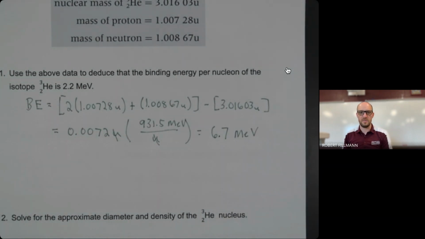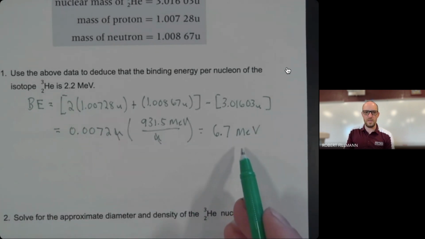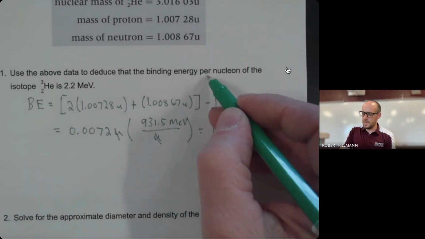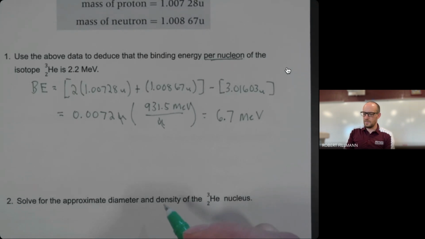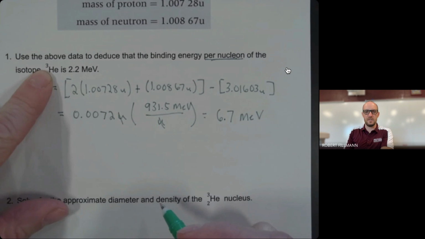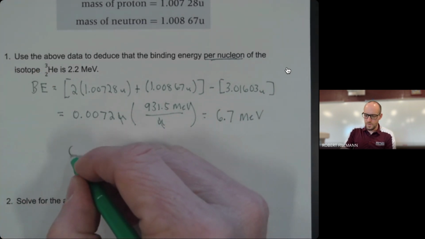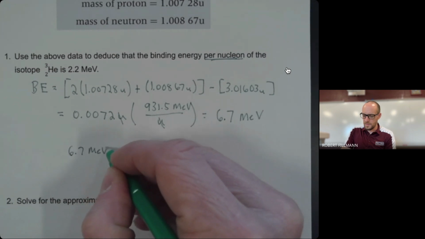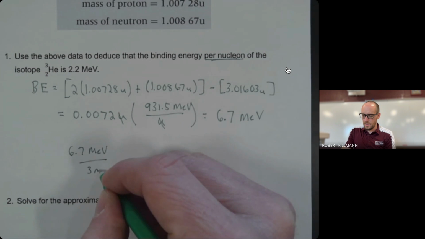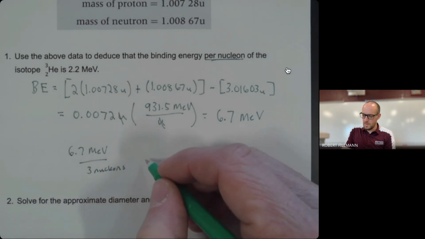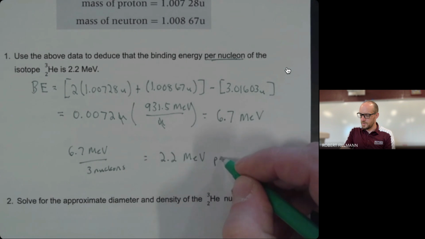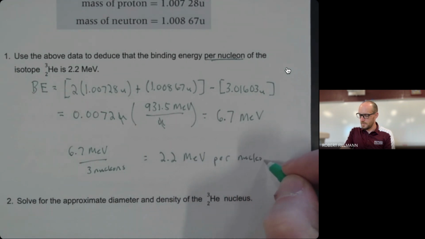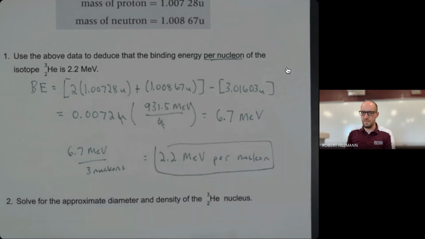But the question didn't ask me. It says to deduce that it's 2.2. That seems like I made a mistake here. But it asked me to find the binding energy per nucleon. So basically, how hard is it to remove 1 nucleon? So I have to take into account that this nucleus has 3 total nucleons. So we'll do the 6.7 mega electron volts divided by 3 nucleons. And that's where we get the 2.2 mega electron volts per nucleon. How much work to pull one of them out of the helium nucleus.